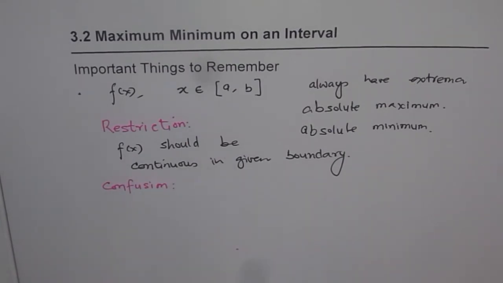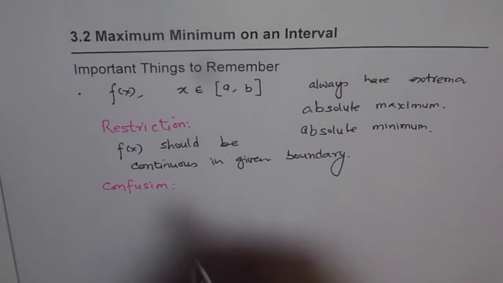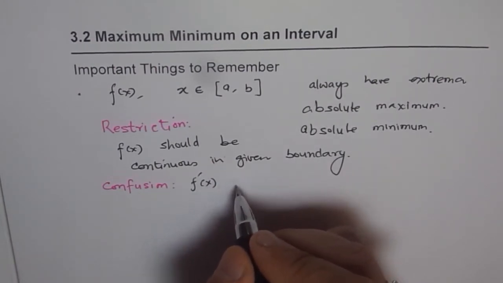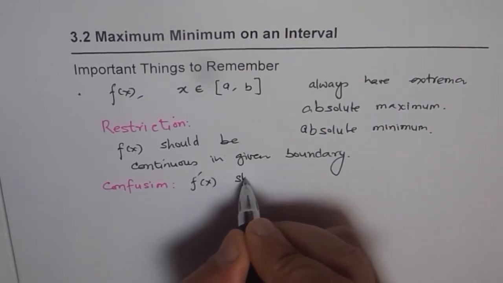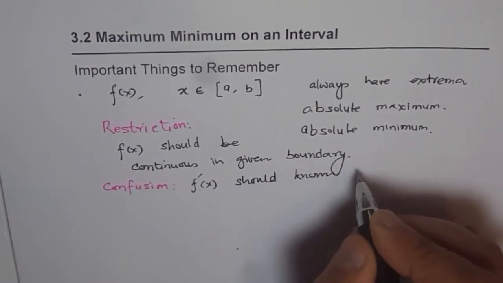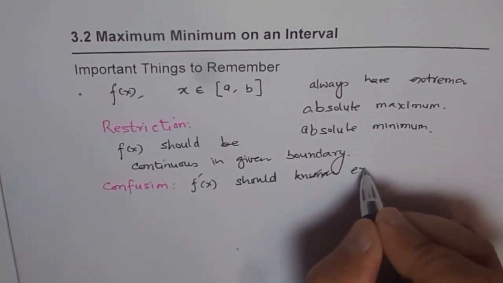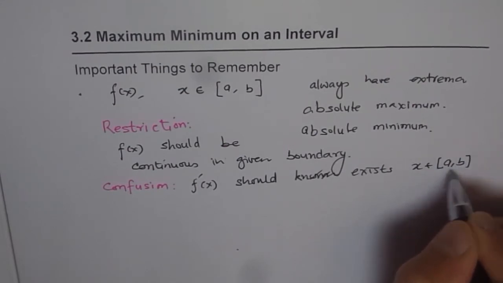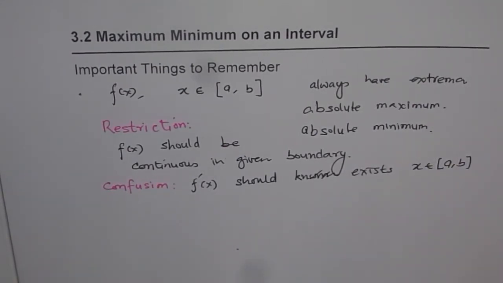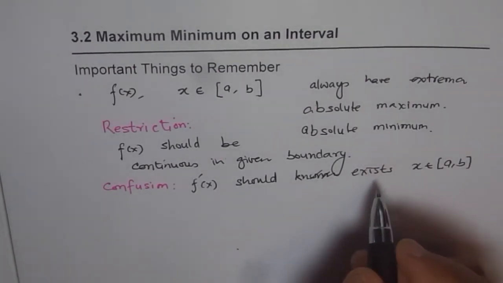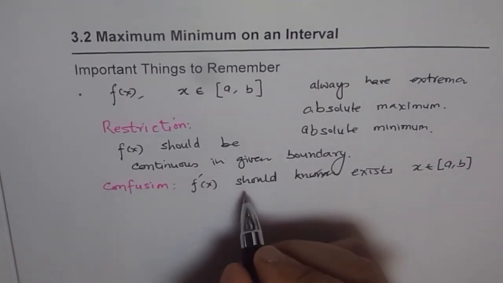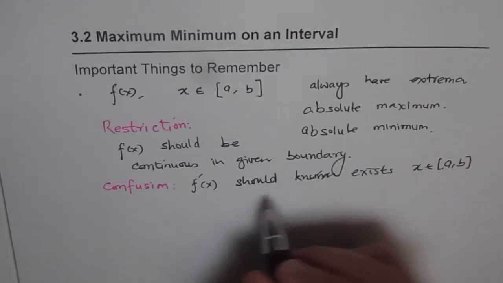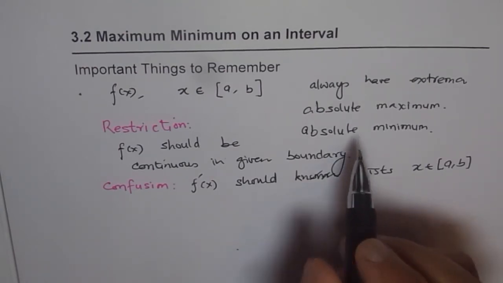Now, I'll talk about a confusion. The confusion is, some books have referred to this as that f dash of x should be known, or should exist, when x belongs to the domain a to b, right? So that is, I should call it a confusion. For me, this statement, that f dash x should exist, is wrong. It may not exist. Even then, you will have absolute maximum and minimum.